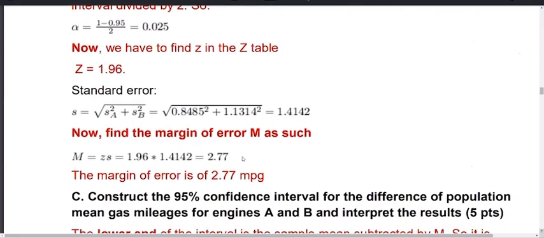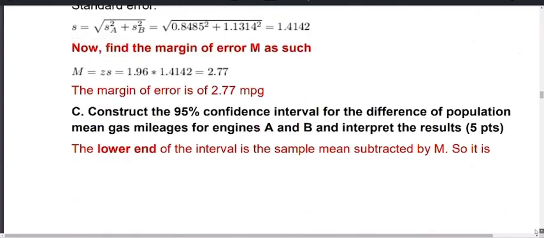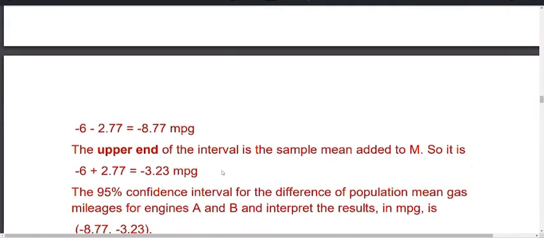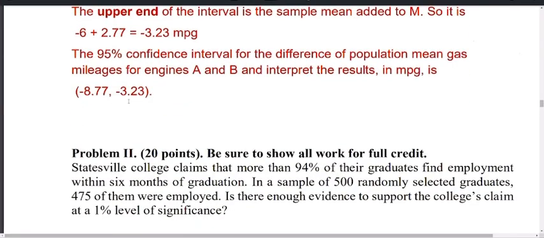The moment you get your margin of error, all you need to do is subtract and add to get the confidence interval. Look at that. I subtract, I add, and at the end of the day, this is what I got as the confidence interval. You see that now? That's super easy.